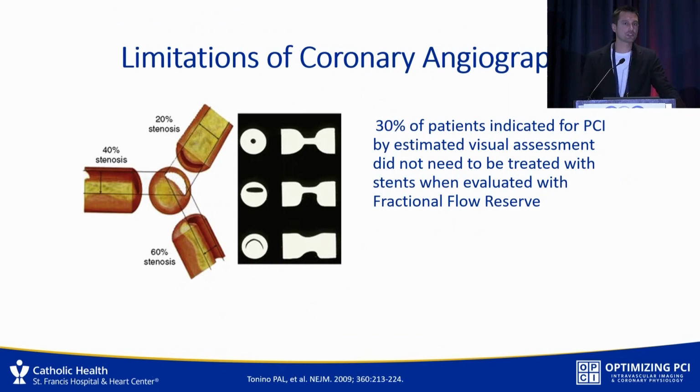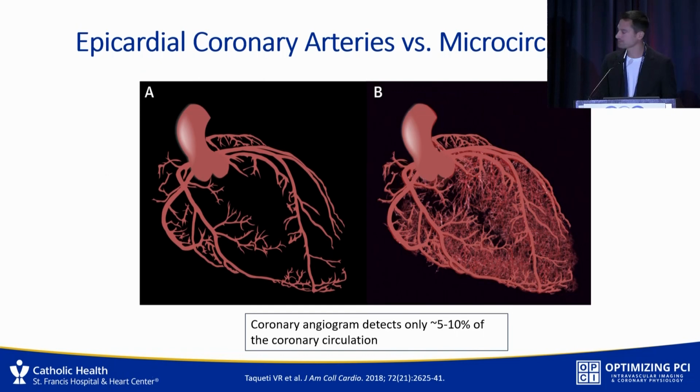It was mentioned earlier in the day why there's such variability: it depends what angle you're taking your pictures. Angiography is just a 2-dimensional luminogram, so depending what angle you're taking, the same exact lesion could look like a 20% stenosis, or it could look like a 60% stenosis.